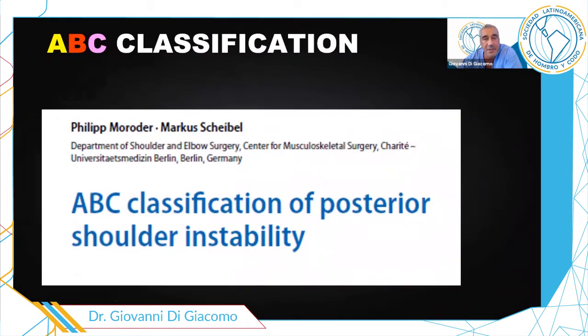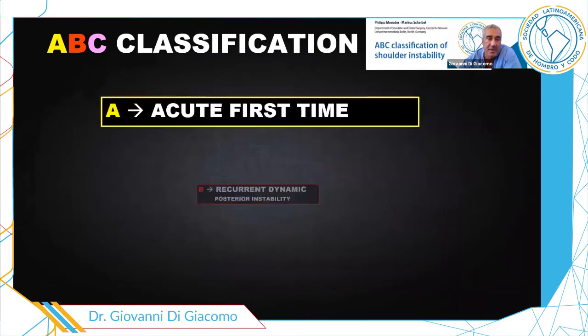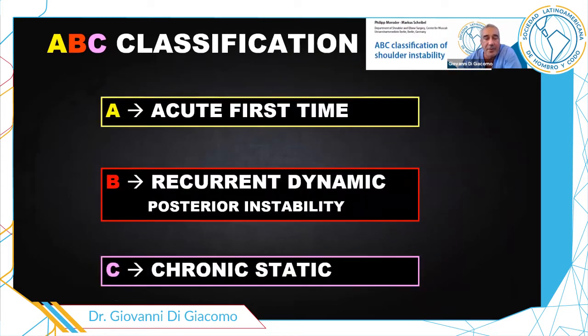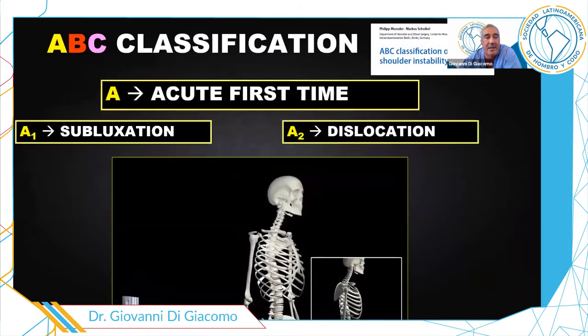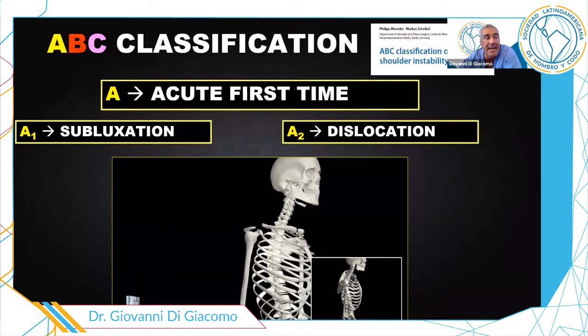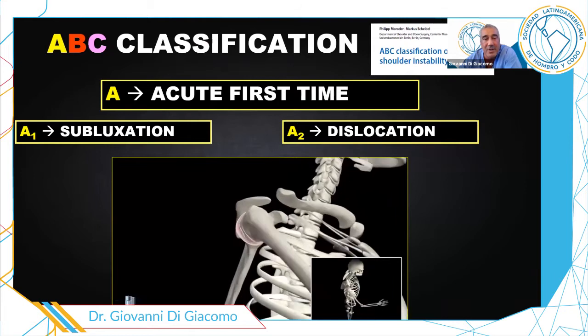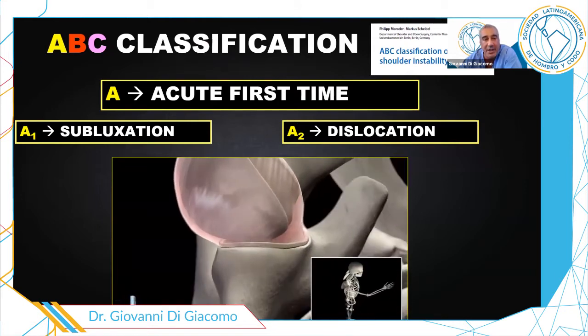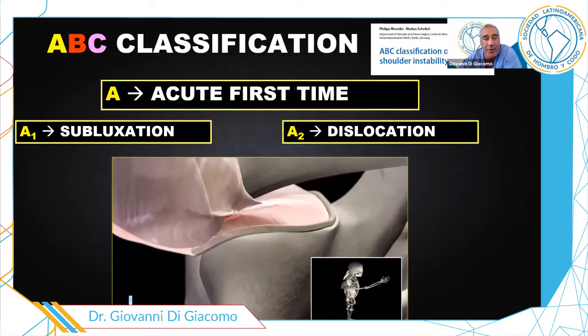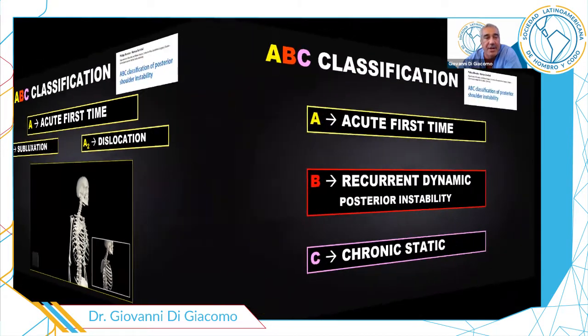Going to posterior instability, I really enjoy the very clear classification of our friend Philippe Moroder, called the ABC classification. A are the acute first-time dislocations, B the recurrent dynamic posterior instability, and C the chronic static. Acute can be divided into A1 subluxation and A2 frank dislocation.